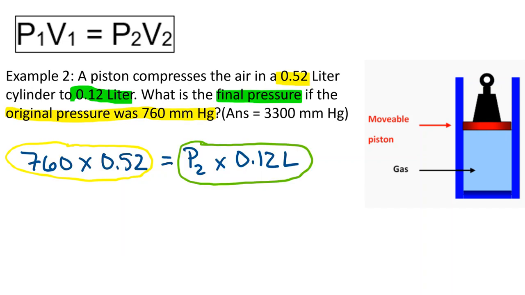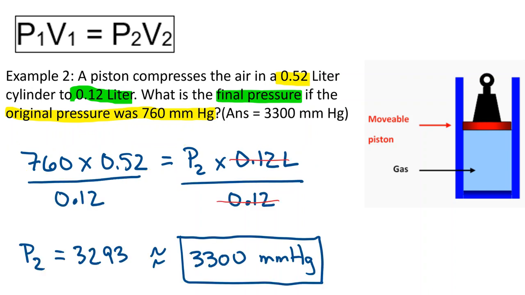Okay, so I highlighted the beginning things in yellow and the ending things in green and came up with the equation shown. Then I isolated P2 and I found that P2 is equal to 3,293, which I rounded to 3,300 millimeters of mercury.